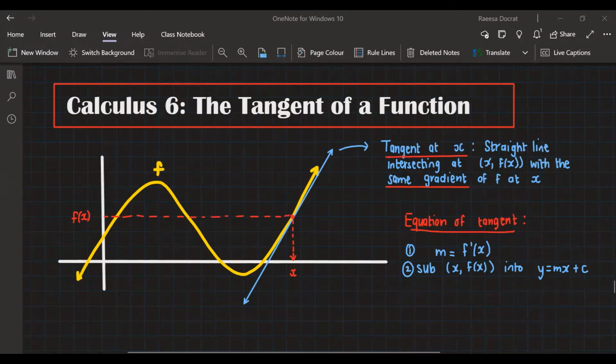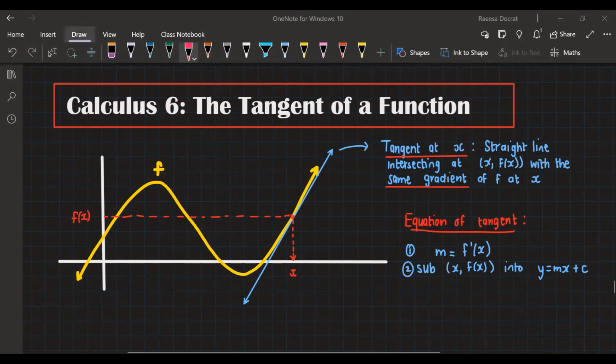In this video, we're having a look at what is a tangent of a function. A tangent is a straight line that intersects a function at one point, and at the point that it intersects it, it has exactly the same gradient as that particular function. For example, in this picture, at this point they intersect. The F is our graph and the blue line is the tangent, and at that point the graph and the tangent have the same gradient.